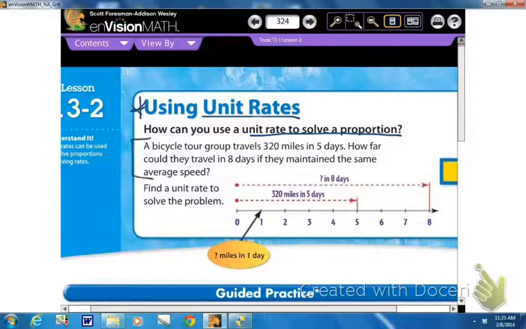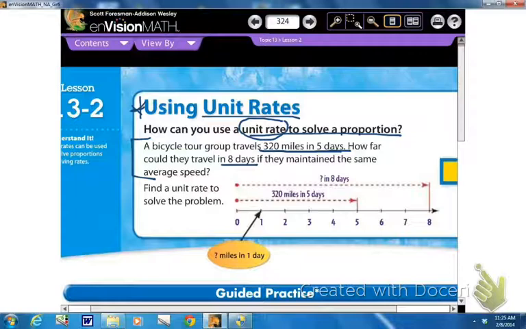Okay, here is our problem. A bicycle tour group travels 320 miles in 5 days. All right, here's your rate: 320 miles in 5 days. Now remember, unit rate means we want to find per 1 day or per 1 mile, but it would be much better to think of it per 1 day. So using that, we want to figure out how far they could travel in 8 days if they maintain the same average speed. So find a unit rate to solve the problem.